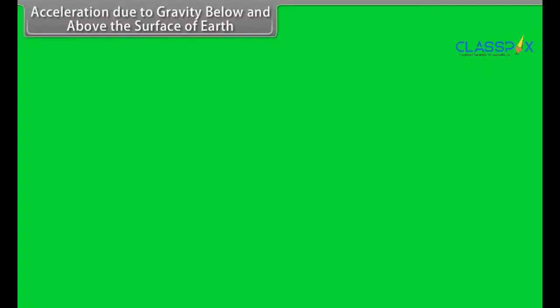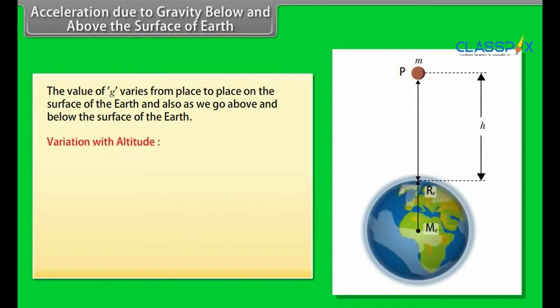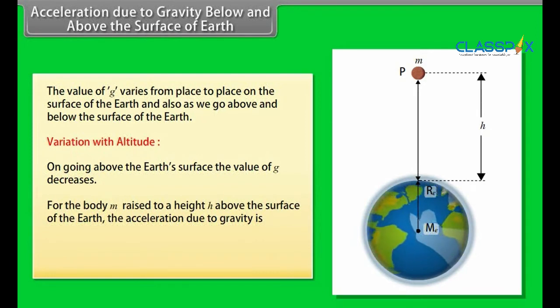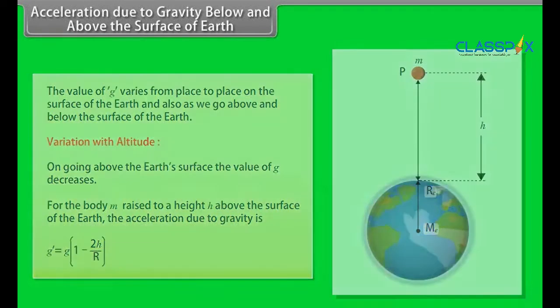Acceleration due to gravity below and above the surface of Earth. The value of g varies from place to place on the surface of the Earth and also as we go above and below the surface of the Earth. Variation with altitude. On going above the Earth's surface, the value of g decreases. For a body of mass m raised to a height h above the surface of the Earth, the acceleration due to gravity is g dash is equal to g multiplied by 1 minus 2h upon r.